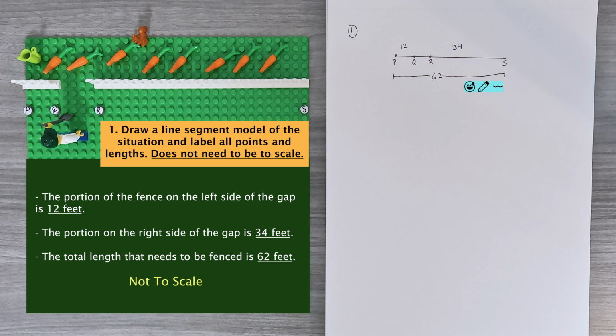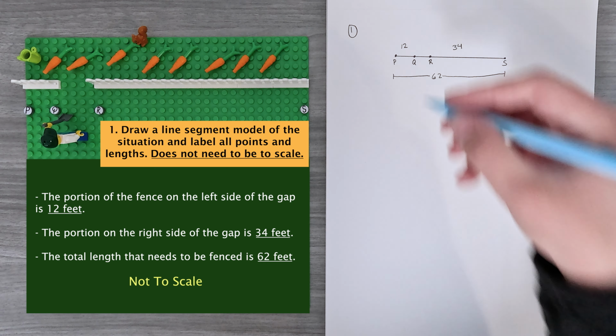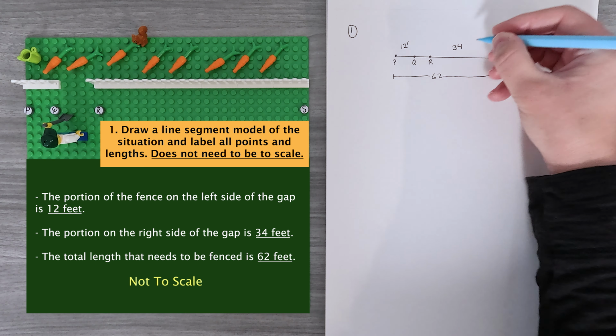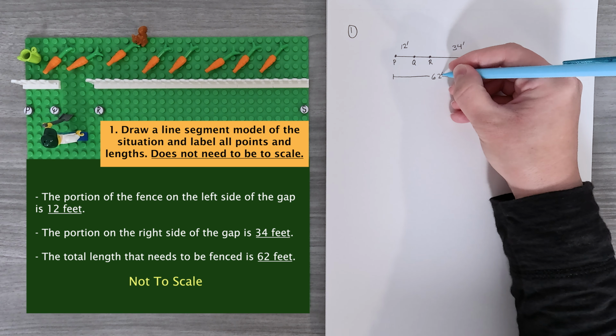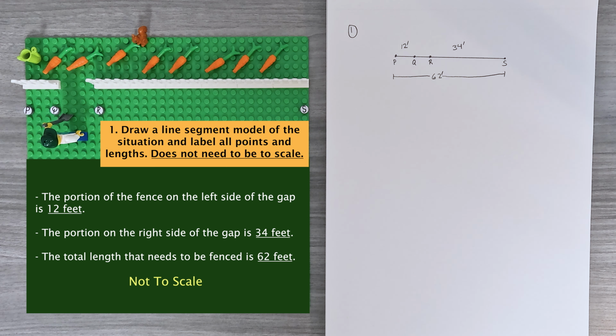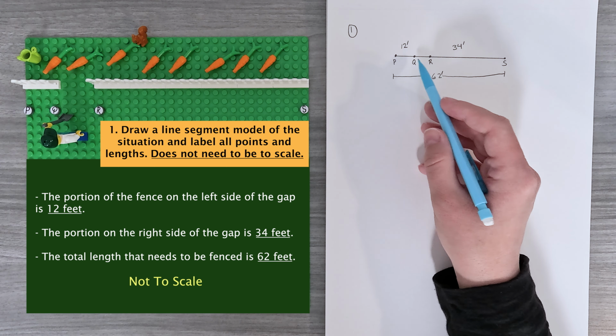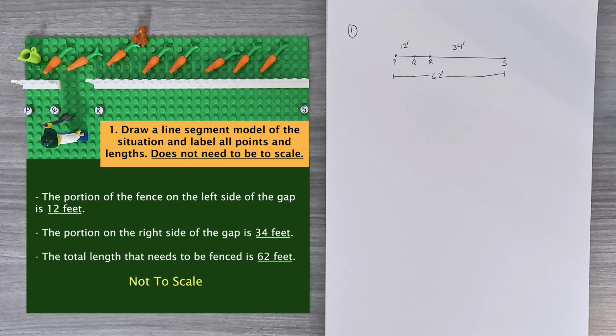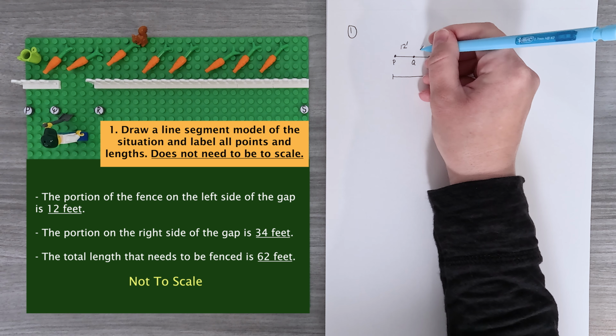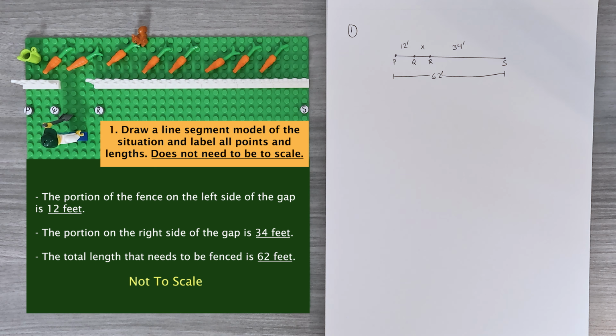So different instructors, different classes are going to have different levels of requirements when it comes to putting the units on things. So in the diagram, I'm just going to put in the feet symbol for everything, so we know that everything has the same units. All right, and the last thing we don't have a length label on is QR, so that's our unknown, so we can label it with X, like you would in algebra, or another variable if you'd like. So our first task is complete there.